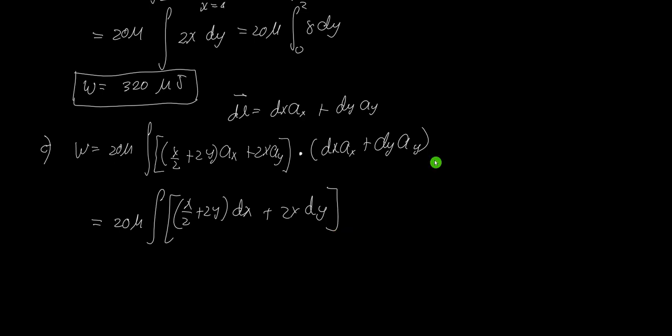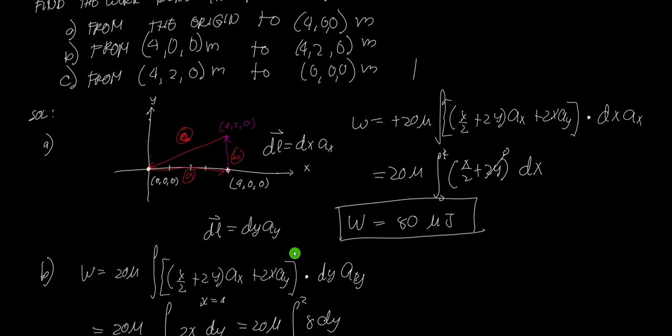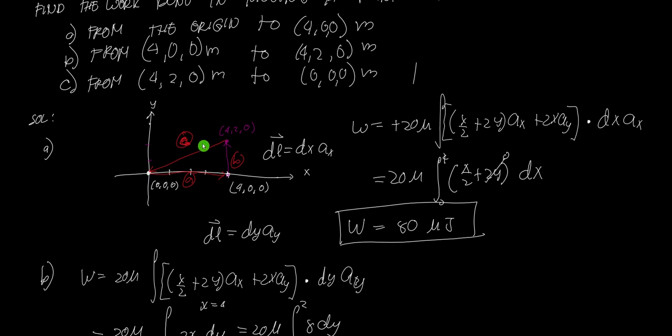And we have two differentials here. So we need to choose what differential we are using. And to do that, first, we need to know the equation of this path. This is a straight line. And remember, how do we solve the equation of a line?